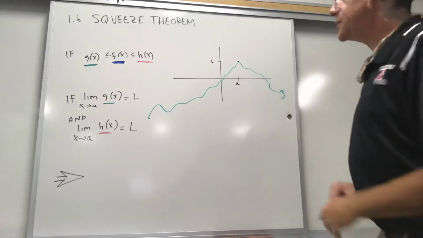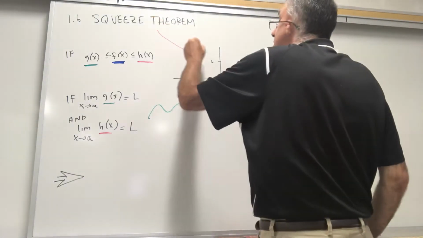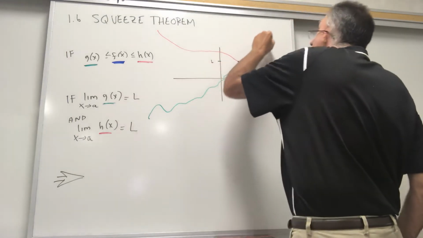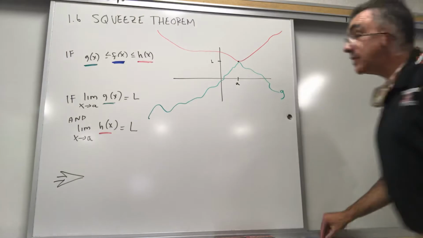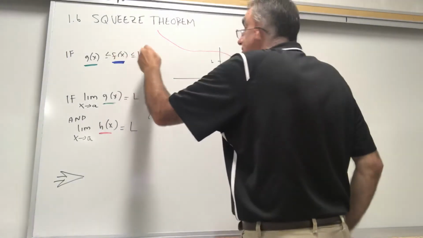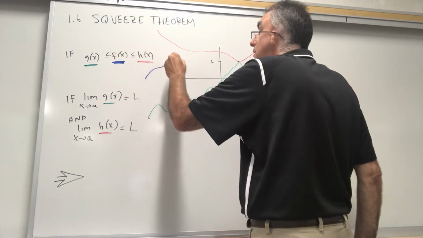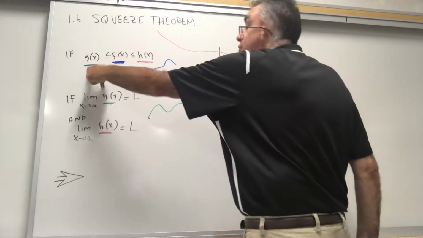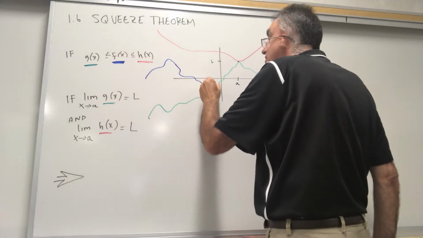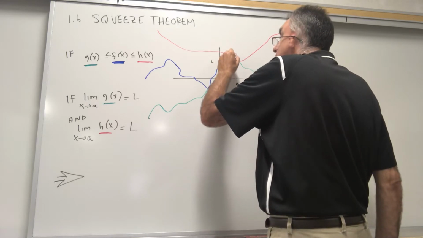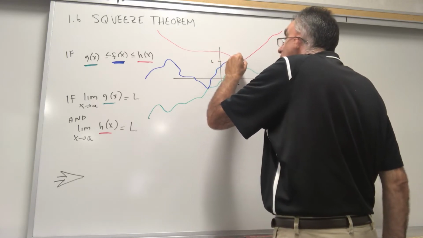And then there's the h function. The h function is always bigger than g. And then here's the deal. The f function has to live in a world between g and h. Now it can actually touch g or touch h, but it's always got to stay between them.